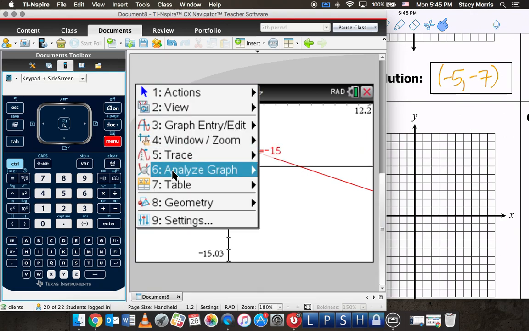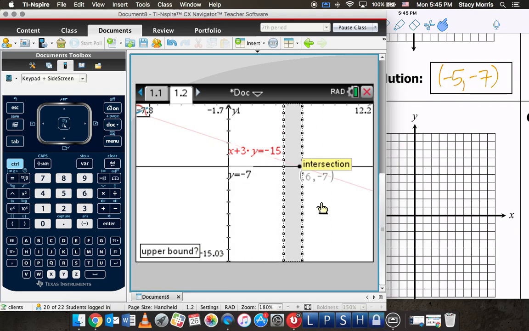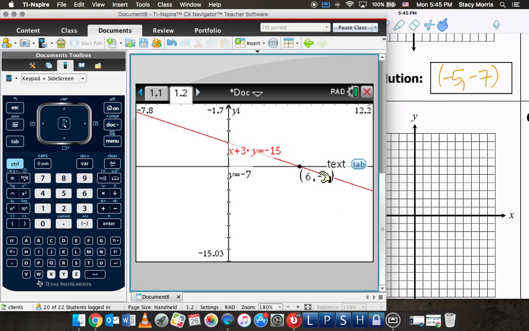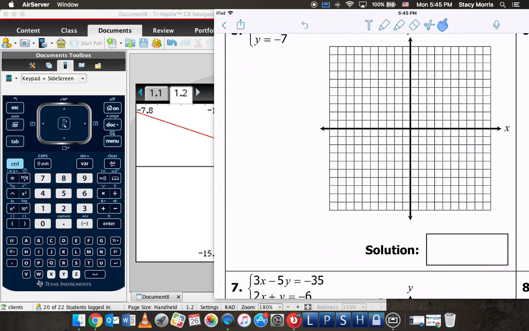So to find that, menu, 6, analyze graph, number 4, intersection. So see how it automatically popped up. So it's asking me to, right here, it says lower bound, question mark. So I'm going to click on the left side. It really doesn't matter. But I always make sure and do the left side, and then it says upper bound. See right there, it says upper bound. So I'm going to click, I'm going to drag until I highlighted it, and it should pop up and tell you. So there's our intersection 6, -7. So that is the answer for number 5, 6, -7. So we'll graph that on our paper, but let's go ahead and get that answer down. So the number 5 is 6, -7, and then we'll graph it on our paper in class.